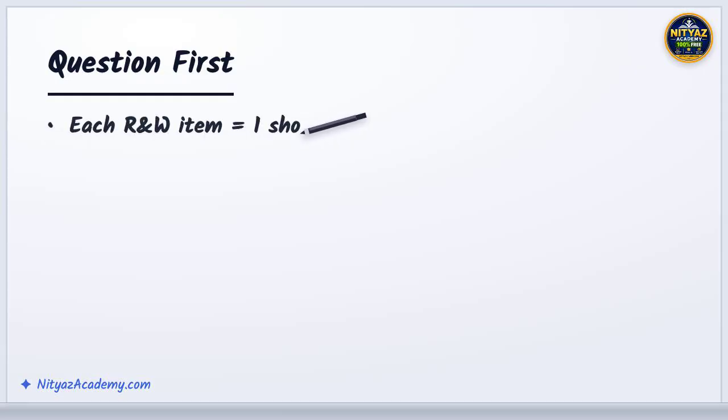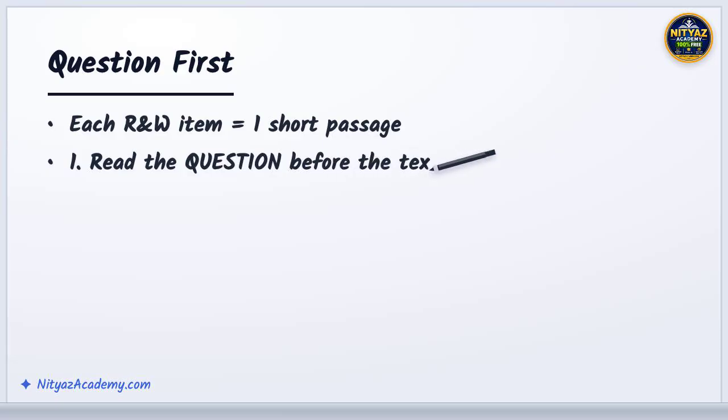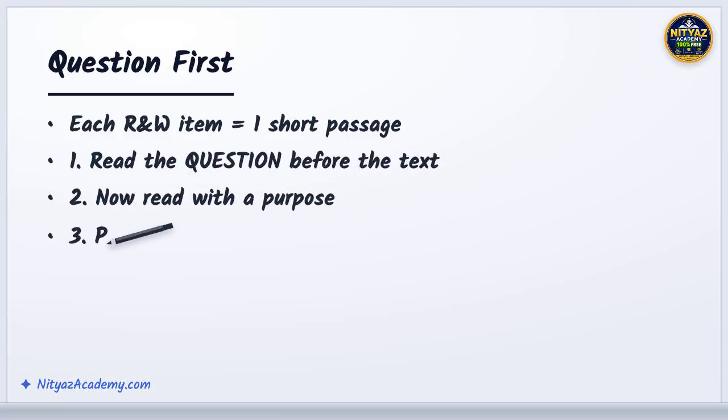Welcome to our last lesson. On the digital SAT, every reading and writing item is one short passage with one question. So read the question first. Knowing what's asked lets you read the passage with a purpose instead of drifting. Then predict an answer in your own words before you look at the choices. A prediction protects you from clever traps.